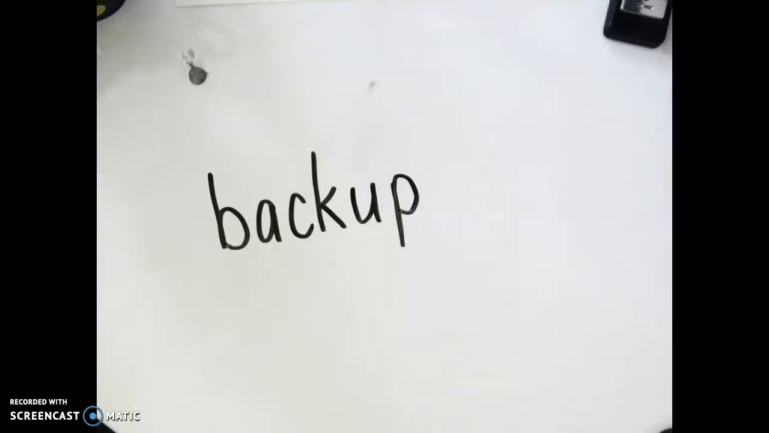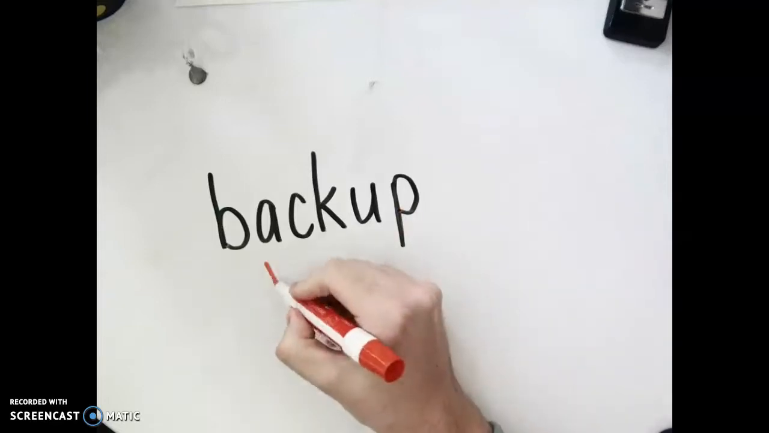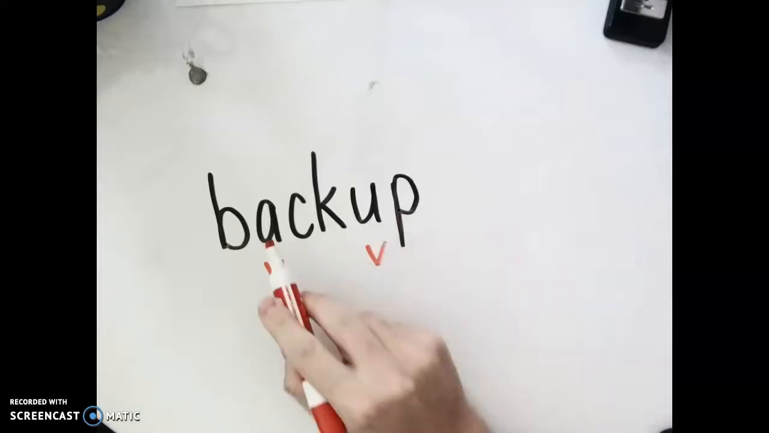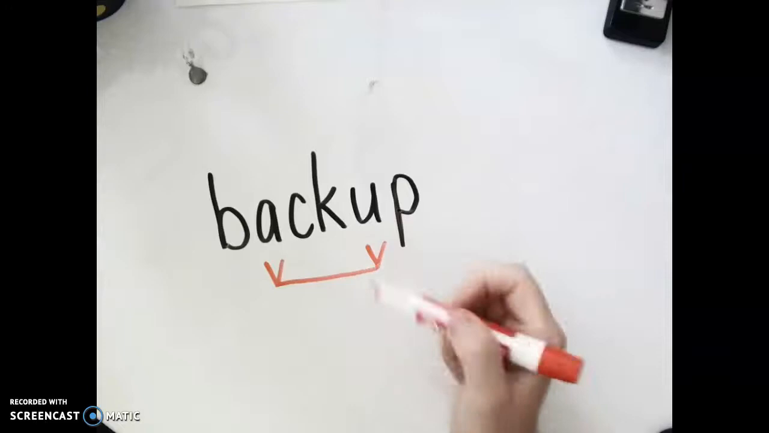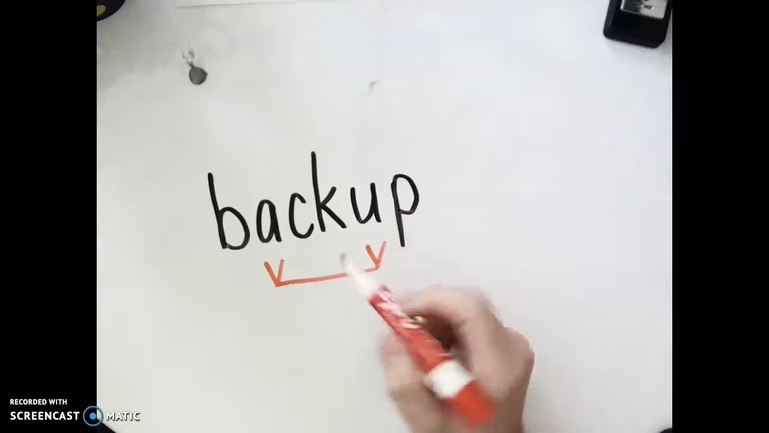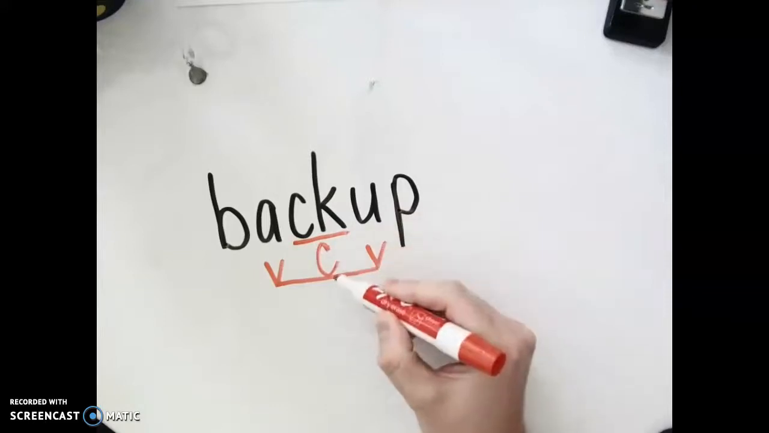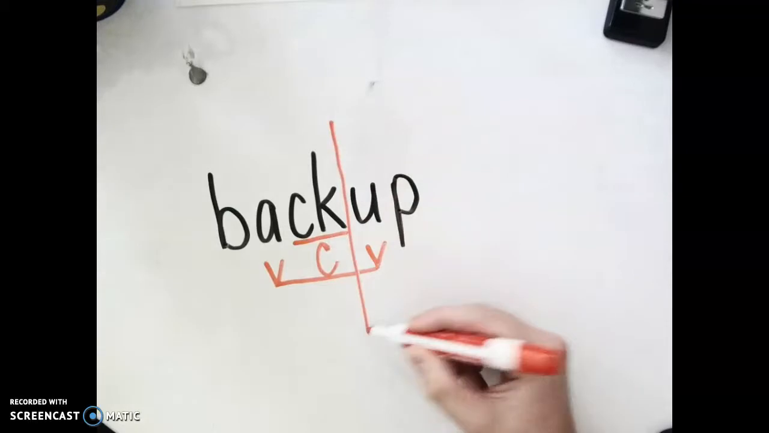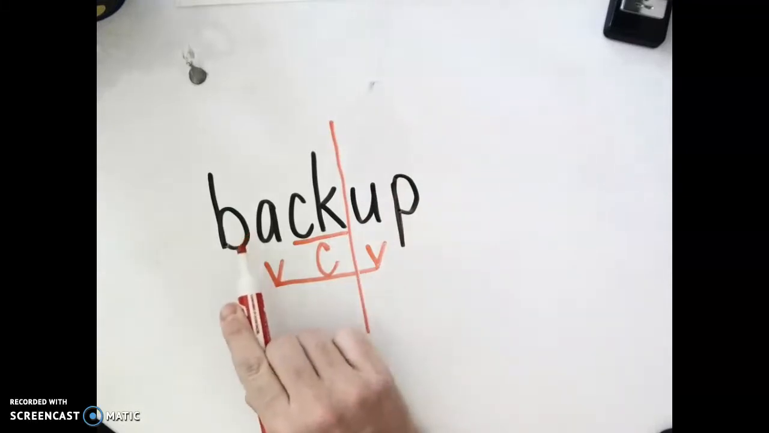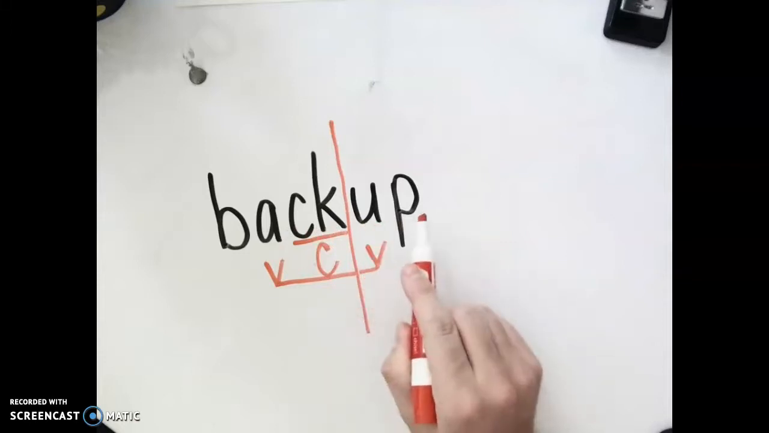I'm going to take my red marker and do our syllabication. The first thing I do is I find my vowels. I draw a bridge between the vowels, and then my consonants sit on the vowel. Here, CK makes one sound, so there's just one consonant here. Then I draw my line after the consonant. I've got my first syllable, back, my second syllable, up.